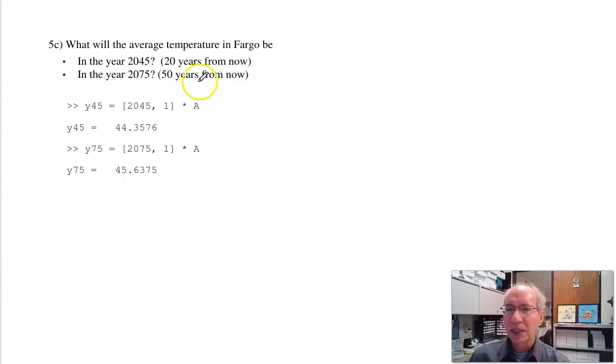I can extrapolate. In the future, what will it be in 2045? Well, here's my curve fit. This is my A. Well, this is the slope. Here's my basis is year and 1. A is your A and B. So plug in the year 2045 and 1 times A, I get about 44.3 degrees. And 2075, the average temperature in Fargo we predict will be 45.6. As part of the reason for curve fitting, I can extrapolate and see what's happening in the future.